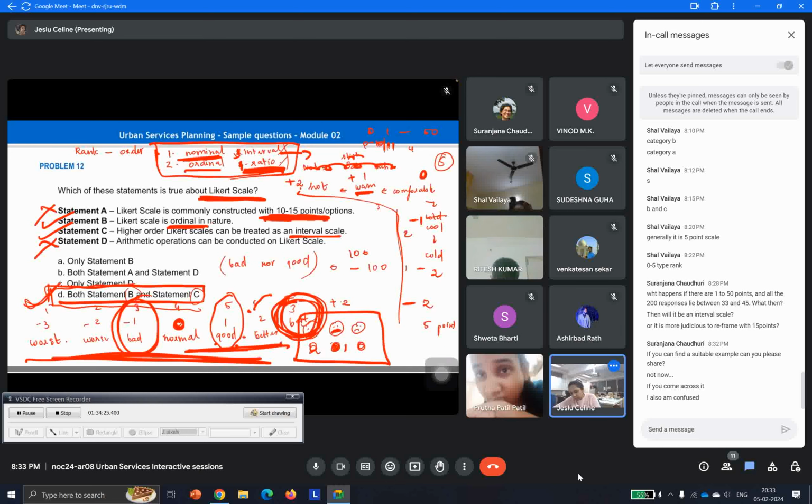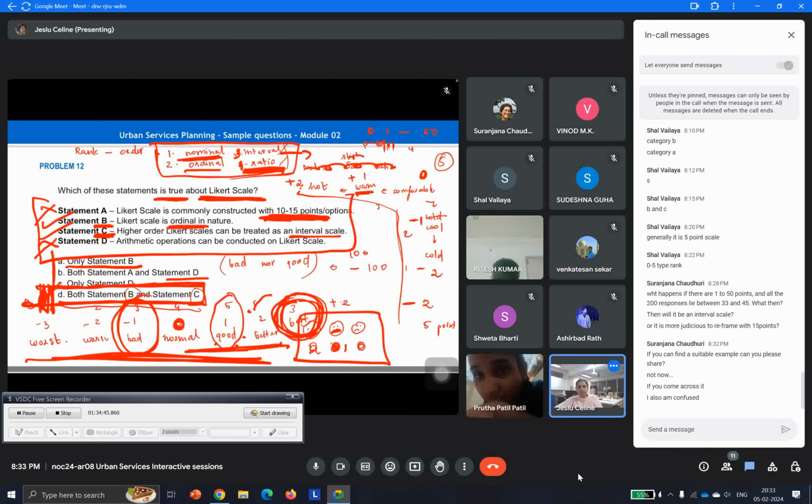Because the question asks which is true, and statement B is correct, statement C is correct. Now this is part of the question, and these are the options, which say only statement B is correct, both statement A and B are correct, only D is correct, statement B and C are correct. So this is the correct answer. Understood?